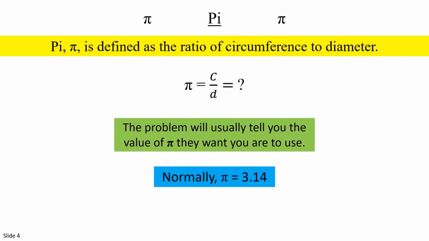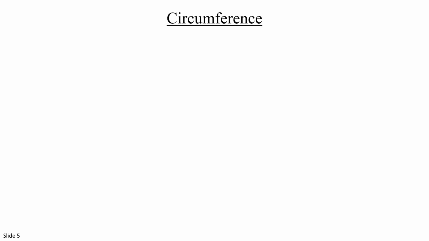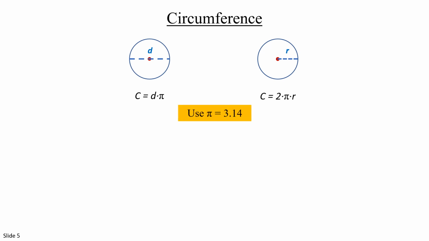So the problem will usually tell you the value of pi they want you to use. Normally, they just go to 3.14. They don't normally want you to use the pi button on the calculator. They want you to use 3.14. So, circumference. There are the formulas, and we're going to use 3.14.